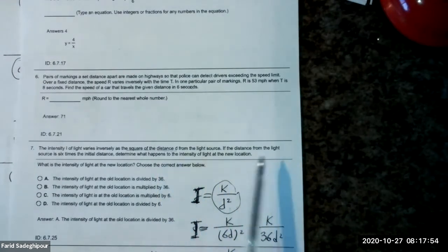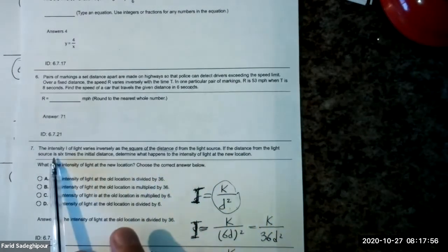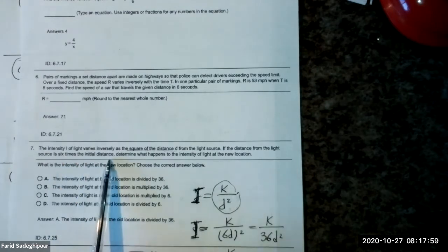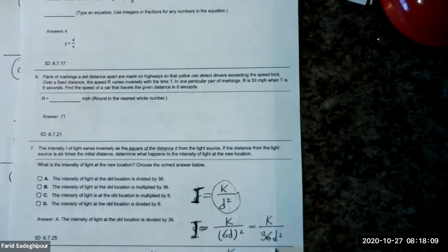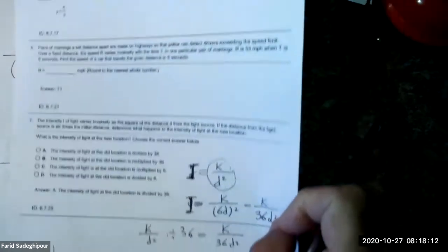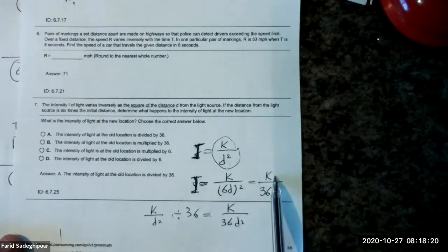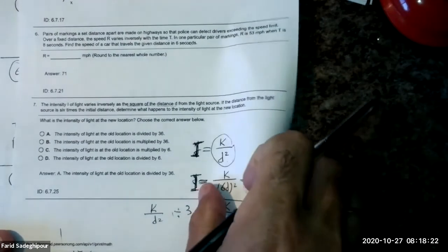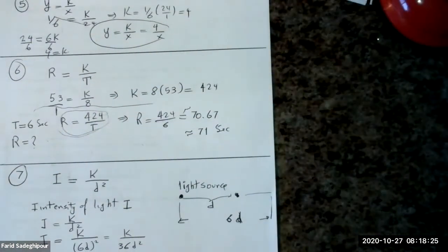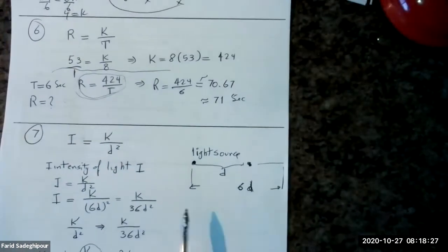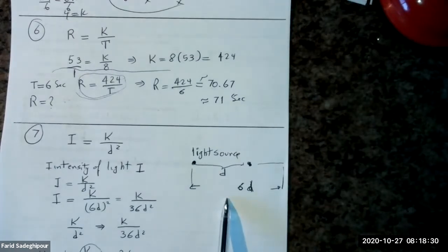and then it says, if the distance from the light source is 6 times the initial distance, it means that instead of your distance, it is now 6 times that, so you put that instead. That would make it 36d squared. Now the ratio between these two is 36d squared. So the formula now is I equals k divided by 36d squared. And that one is kind of explained here in these problems.